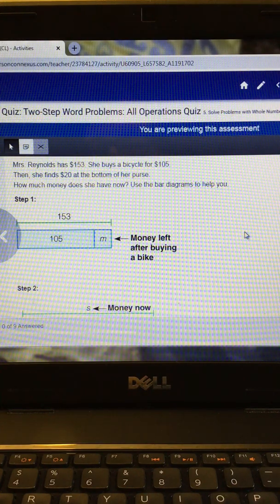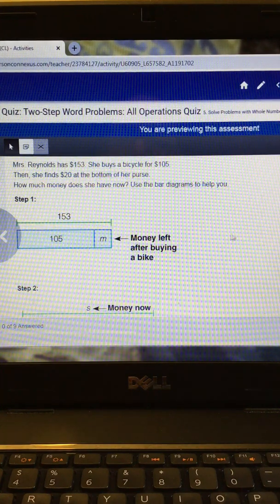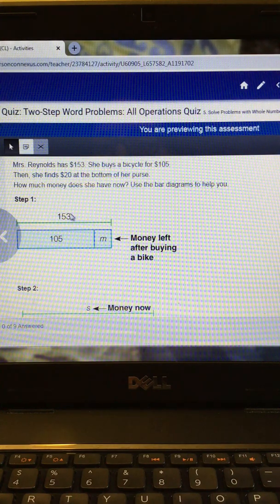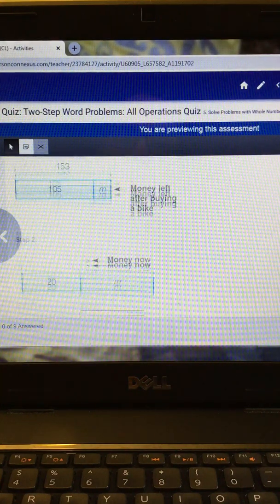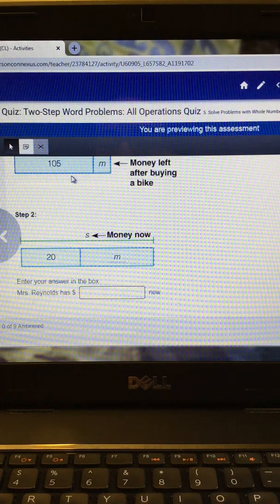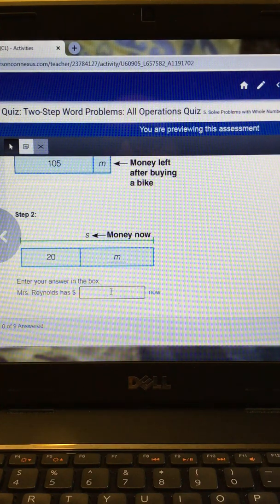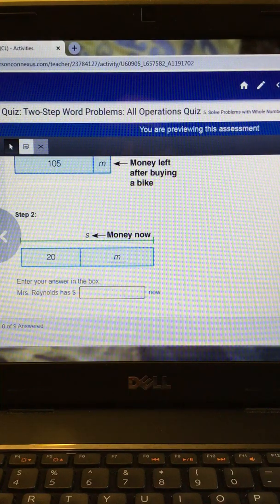Mrs. Reynolds has $153. She buys a bicycle for $105. Then she finds $20 at the bottom of her purse. How much money does she have now? You can use these bar diagrams to help you. So, she had $153, that was our total. We need to subtract 105, which is how much she spent on the bicycle. And then when you get your answer from here, you need to add that $20 that she found in her purse, and you're going to type your answer right into this box here.